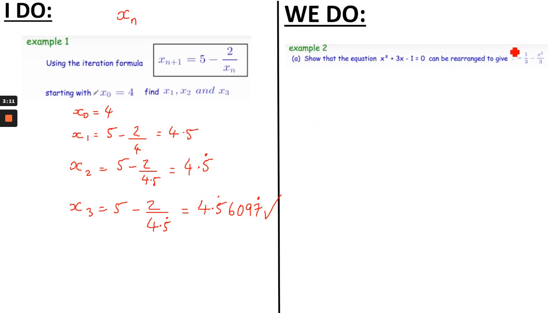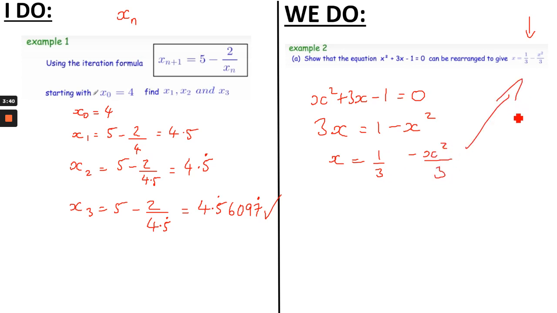Now this one, they're telling you that is the answer. Show that it can be rearranged. So if you've got x squared plus 3x minus 1 is equal to 0, have a look, play around with it and see if you can rearrange it to give you this one. So just for example, if we keep 3x on this side and we subtract x squared and add 1, I've added the 1 and then I've subtracted the x squared. If I then divide both sides by 3, you can see that I get that solution there. Okay, so if you don't get it straight away, that's fine. Just cross it out and try again.